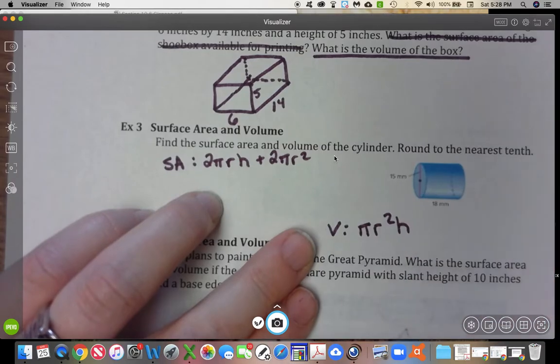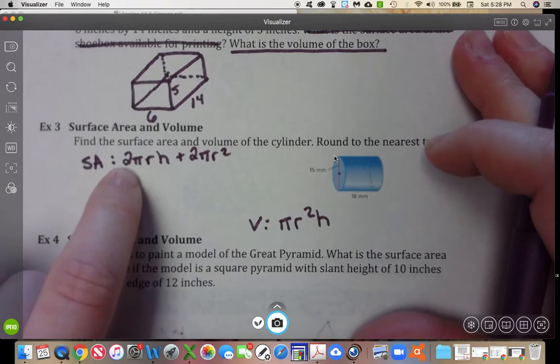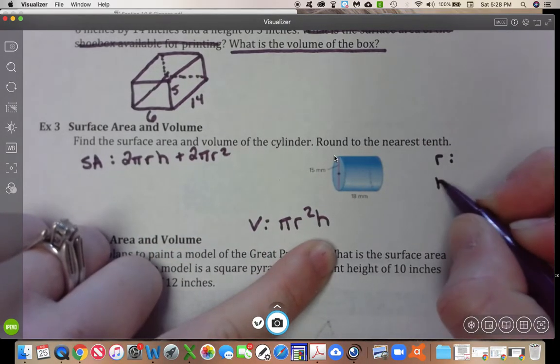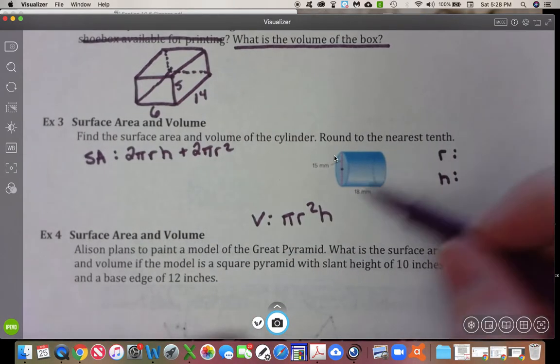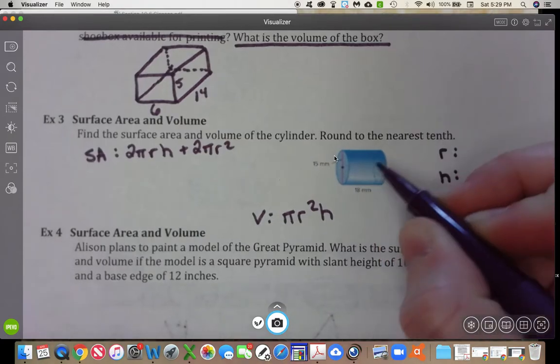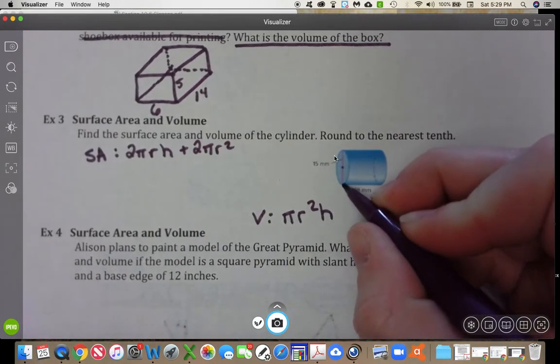Okay. All right, so the only variables that I have in here are the radius and the height. So I just need to use my figure here to figure out what the radius and the height are. So let's do the height first. This cylinder is laying on its side. It's like the soup can has been tipped over. So the height is technically 18 in this case, okay?